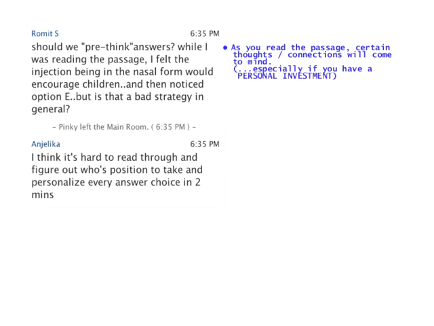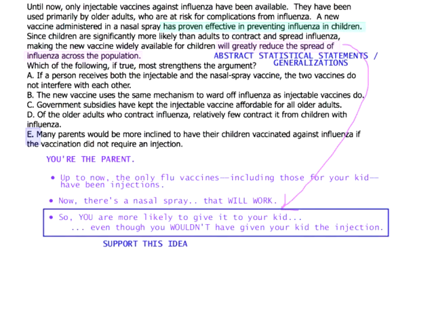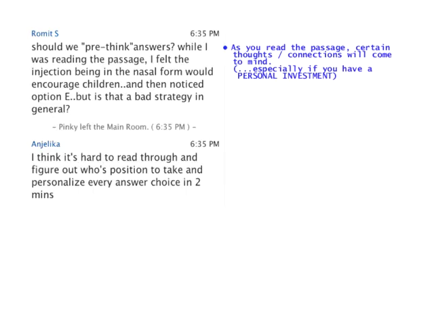For example, if you are a parent who's considering inoculating your child against the flu, then when you read this, you will automatically make the connection of, okay, well, this means I'm going to be more willing, because that's the only way this could happen. So if that's what you mean by pre-thinking, then you're going to make those connections, which is the whole point of personalizing the passage.